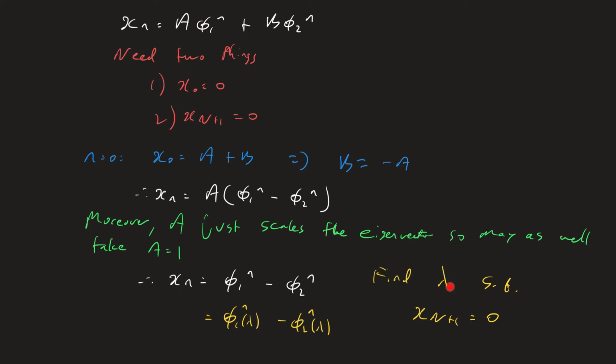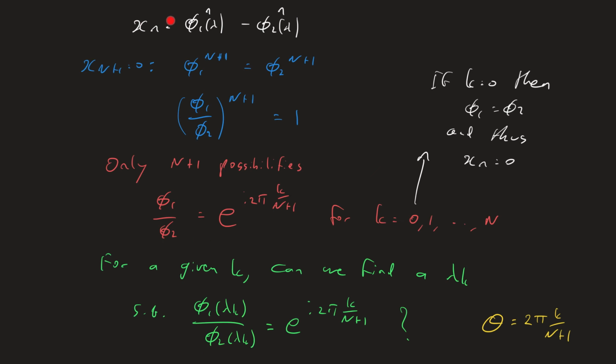Can we find a lambda such that x at big N plus 1 is equal to 0? If we can, then lambda is an eigenvalue, and the solution here gives us the corresponding eigenvector. We only care about solutions of this form, and we want lambda to be such that x at big N plus 1 is equal to 0.